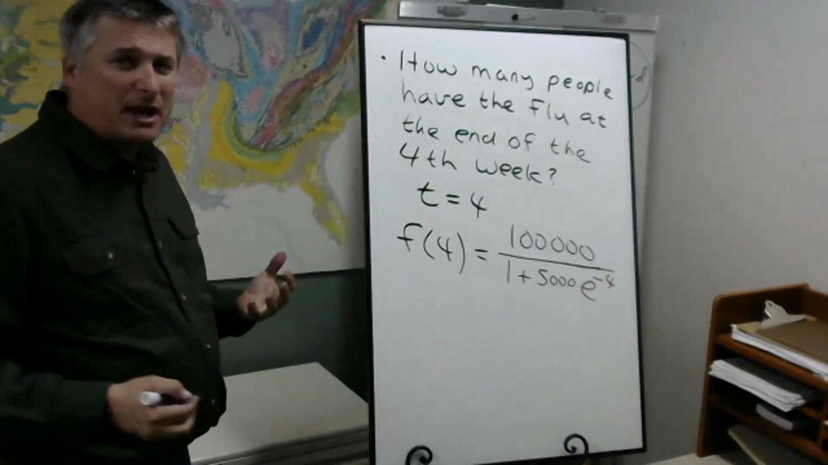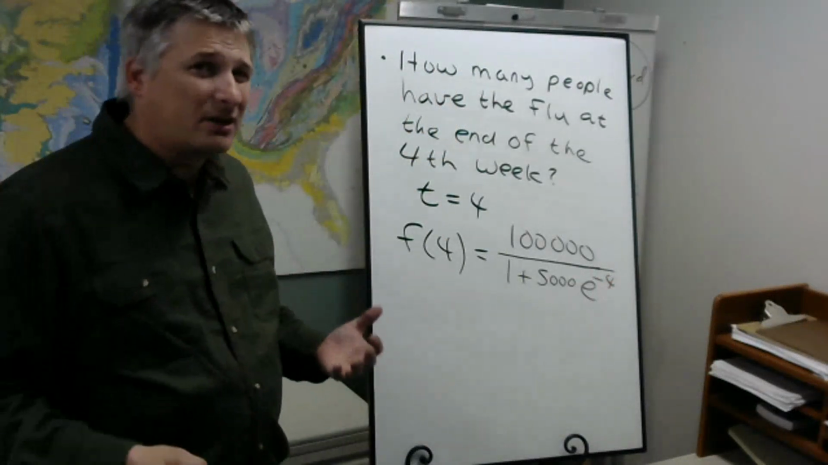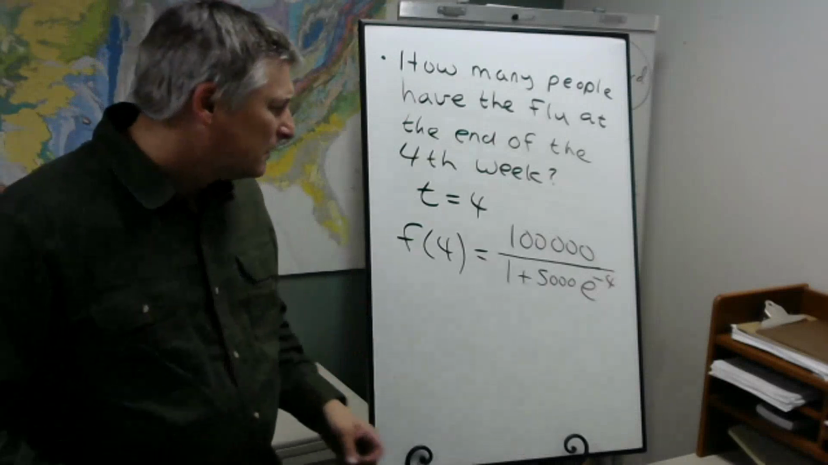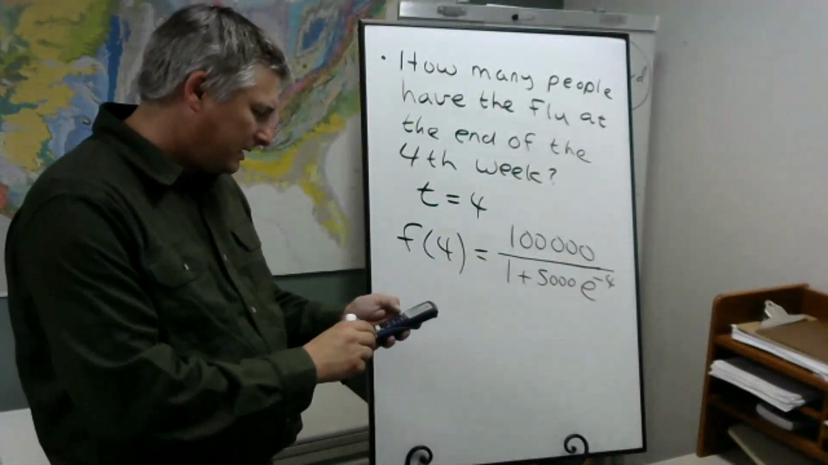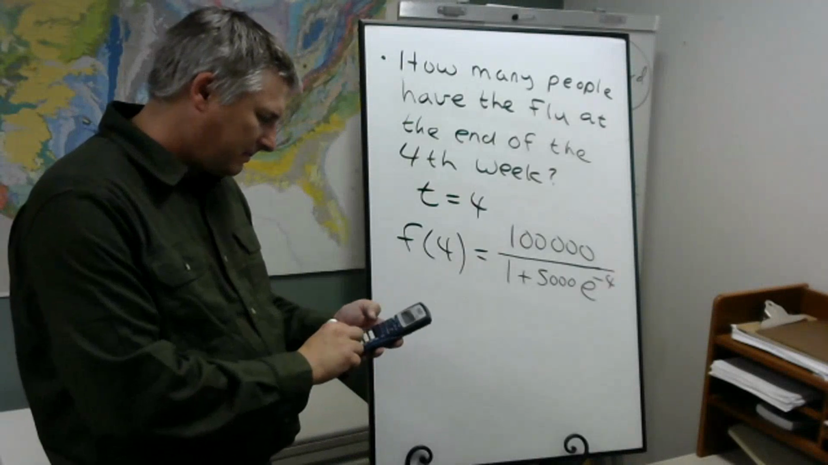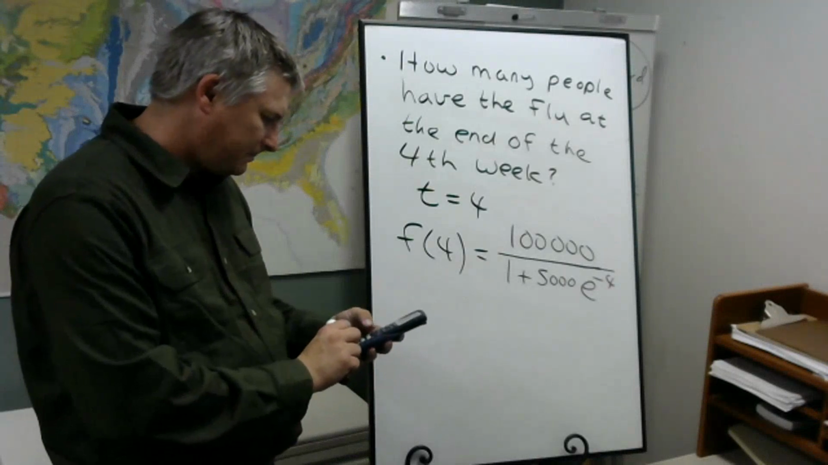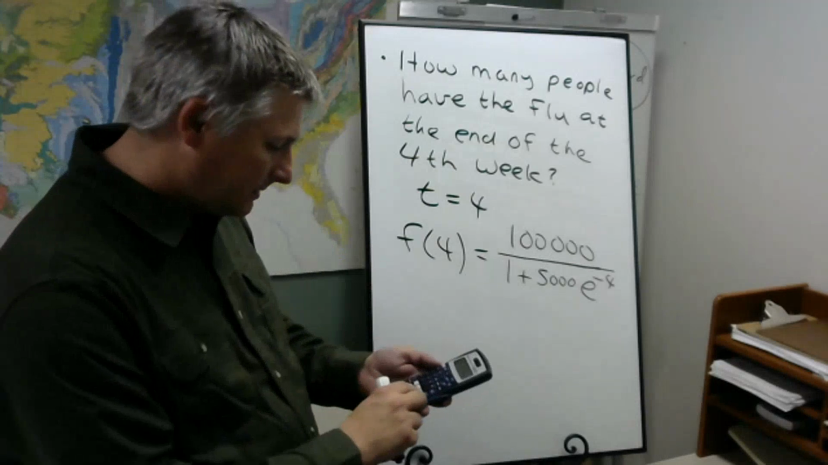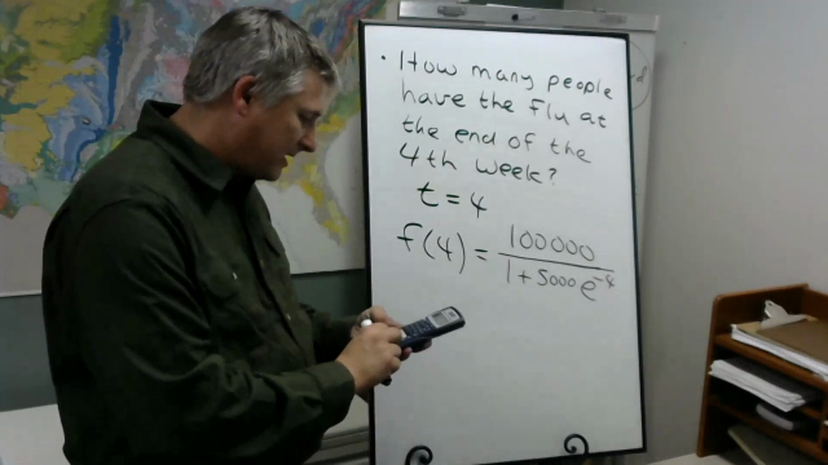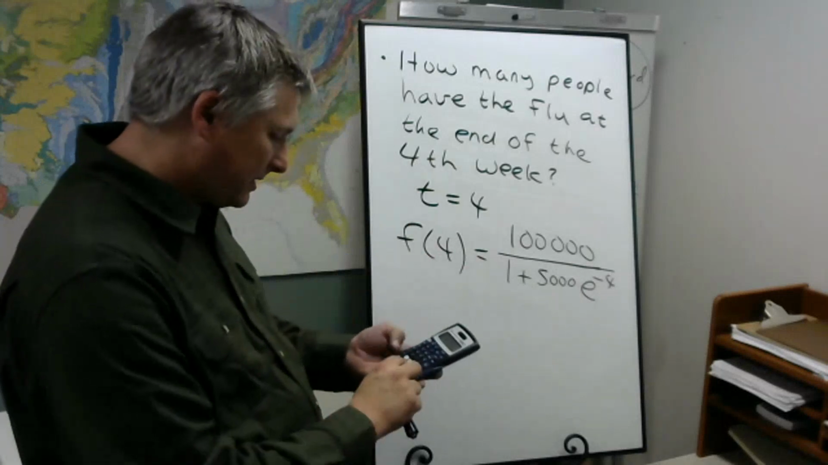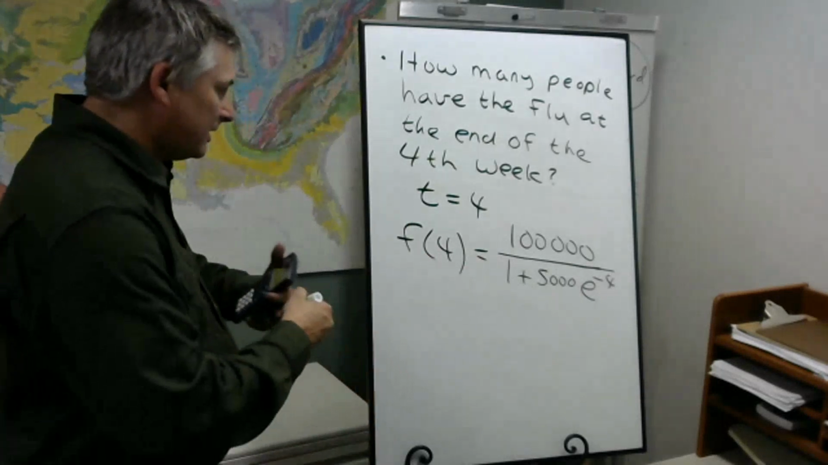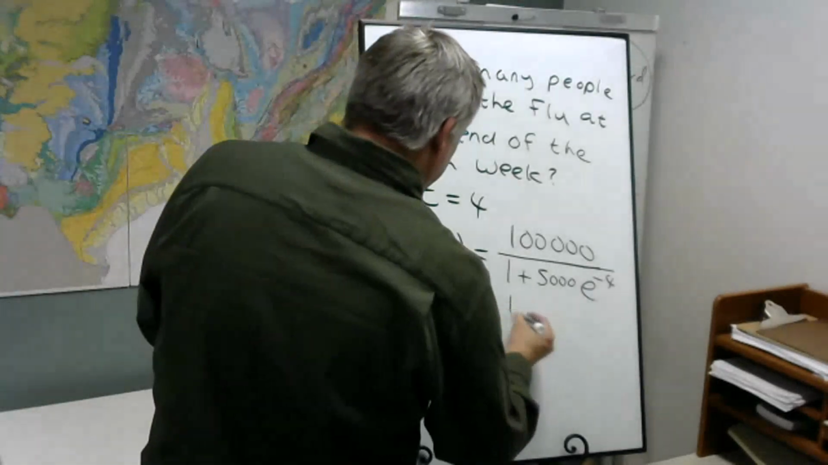And again, this is one of those calculations where you don't want to round off until the very end. So let me be careful with this. I'm going to go e to the minus 4. I get a decimal number. Times that by 5,000. Get another decimal number. Add 1. And when I do that, I get 100,000.